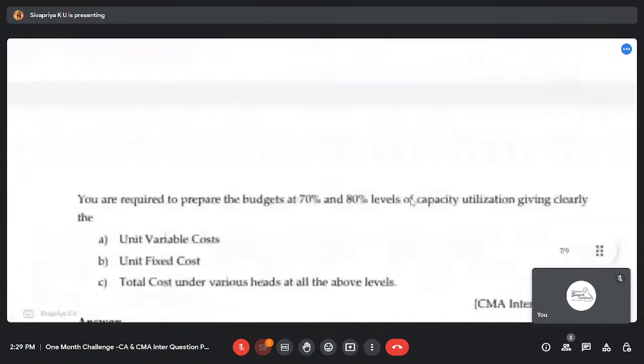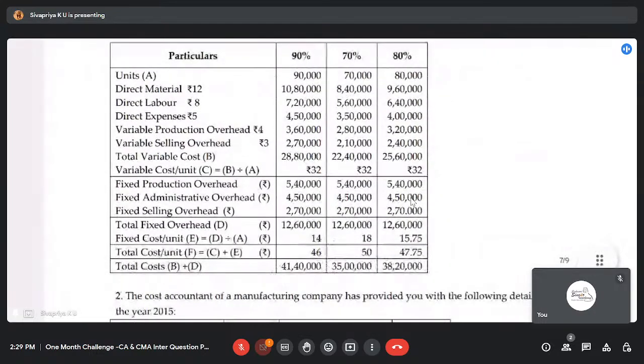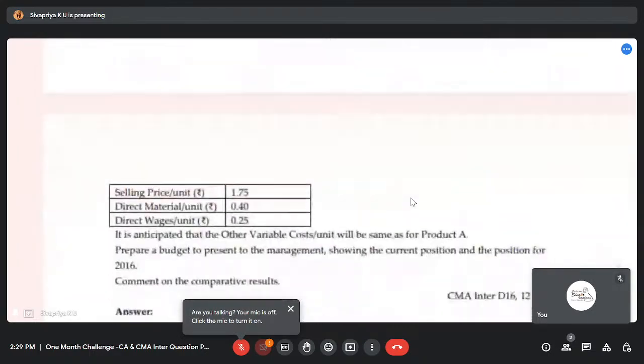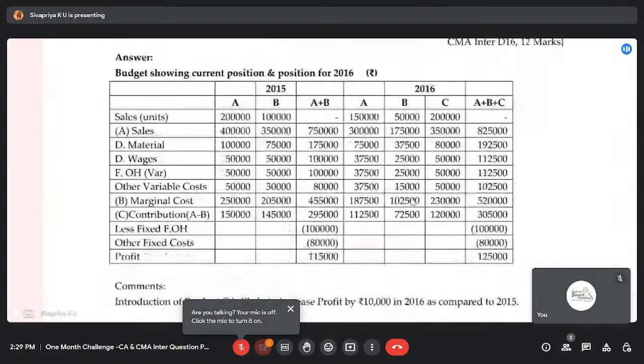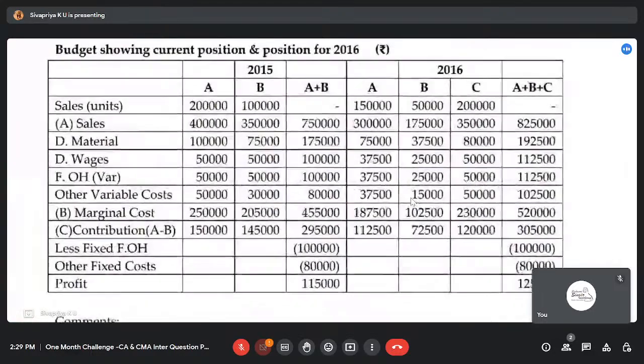Section B. Question number 1. Budget for 70% and 80%. Total cost for 70% 35 lakhs and for 80% is 38 lakh 20,000. Question number 2. Budget showing the current position and position for 2016. So this is the answer.